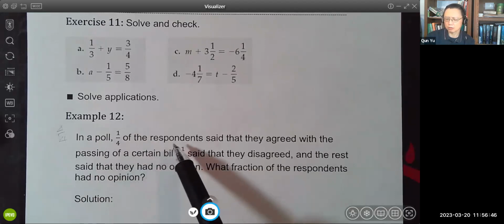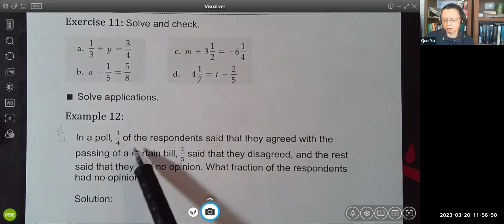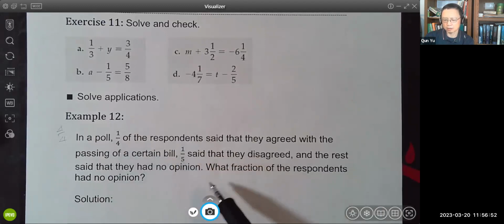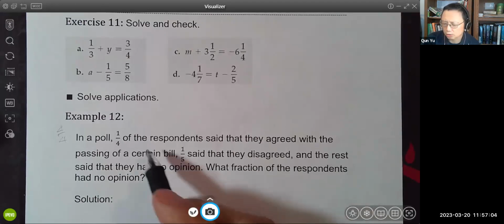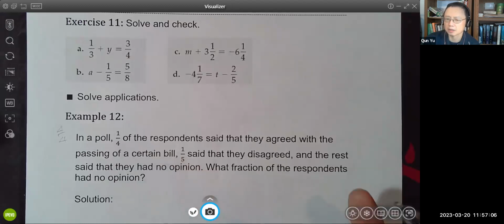So among the whole thing, which is all of those respondents, 1/4 agreed, 1/5 disagreed. And the rest has to be those that had no opinion, right? You can only have 3 different responses: either agree, disagree, or have no opinion. So basically, these 3 fractions added together will be the whole thing.